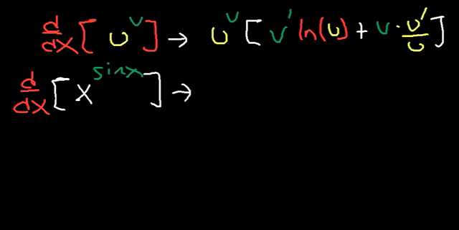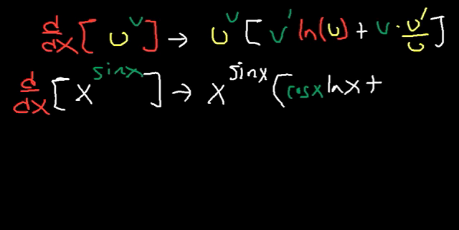So the answer is going to be the same thing, x to the sine x. Now keep in mind, u is x, v is sine x. So v prime, which is the derivative of sine, that's cosine x, times ln u, u is x, so ln x, plus v, which is just sine x, times u prime.